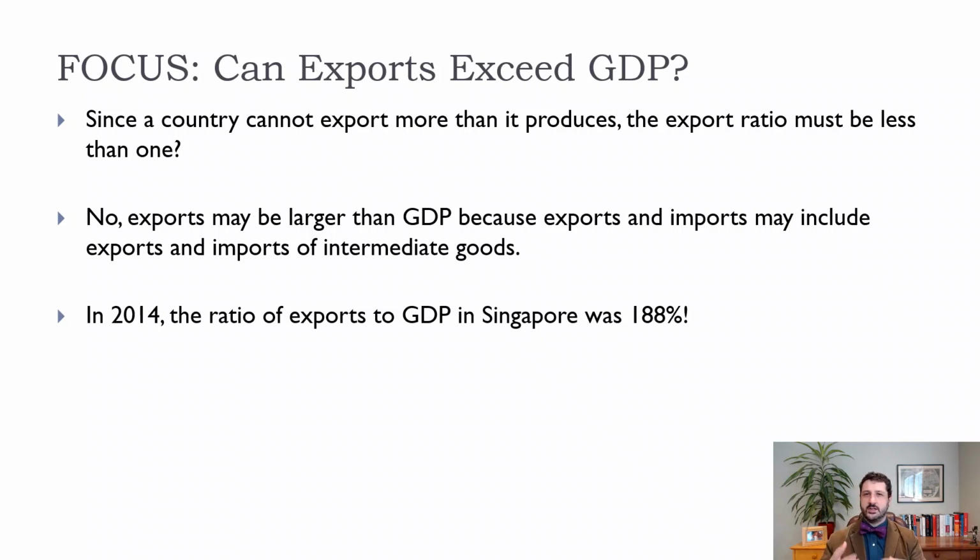It's always important to keep that in mind when we're looking at exports and imports now, right? It's not just final goods that get exported and imported anymore. They give the example here in the book that in 2014, the export ratio for Singapore, which is a very small city state, was 188%. And that's not too surprising for a country of that size.